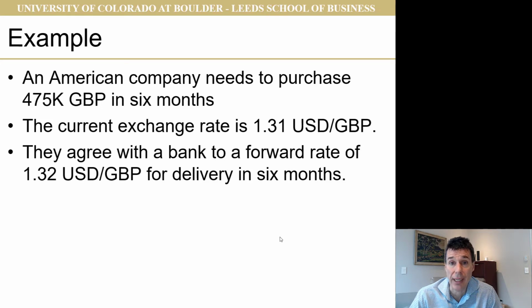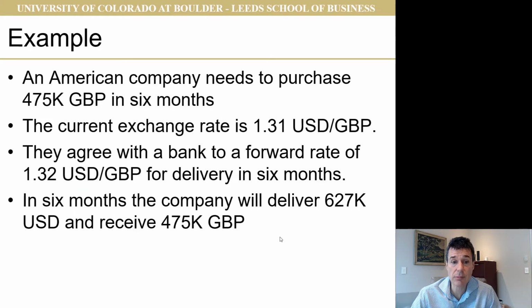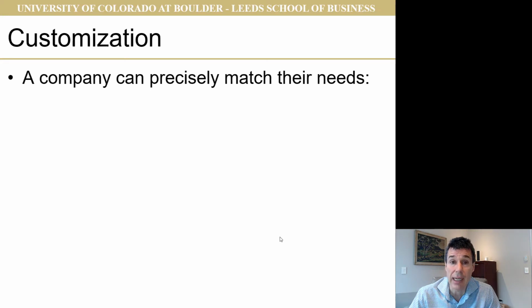So they agree with the bank to a forward rate of $1.32 per British pound for delivery in 6 months. Now in 6 months, the company is going to use the rate of 1.32 and deliver $627,000 and receive 475,000 pounds. So today they agree the rate 1.32, they agree the amount 475,000 pounds, $627,000, and then in 6 months the transaction takes place.